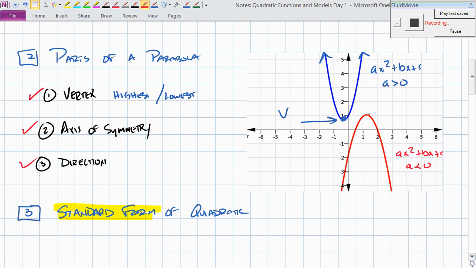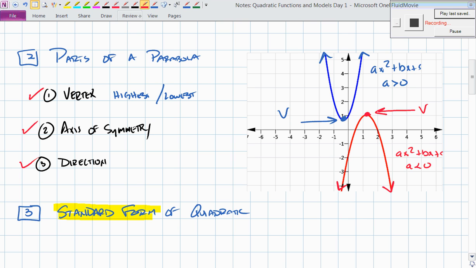Whereas the red one, the vertex is right here. It is the highest point. That happens because my parabola is facing downward, so it can't hold any water, so it has a highest point. So think of these as bowls on the counter, which hold water or don't hold water. So the vertex is either the highest or the lowest point.